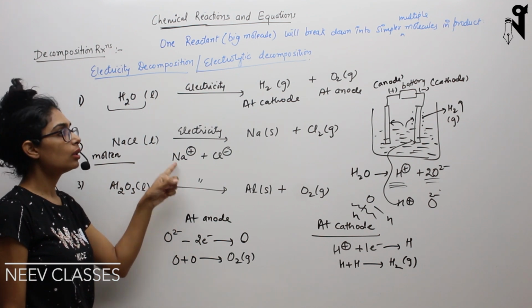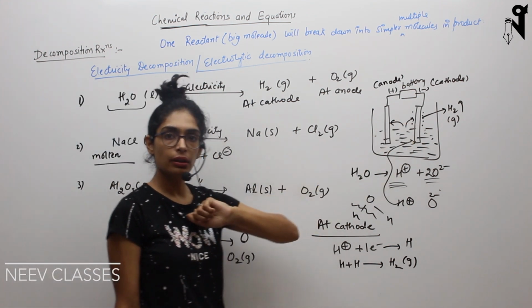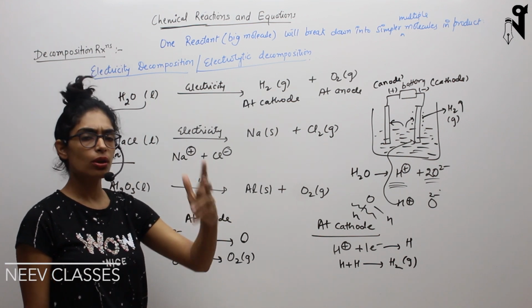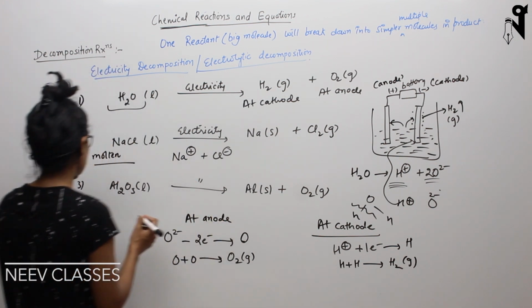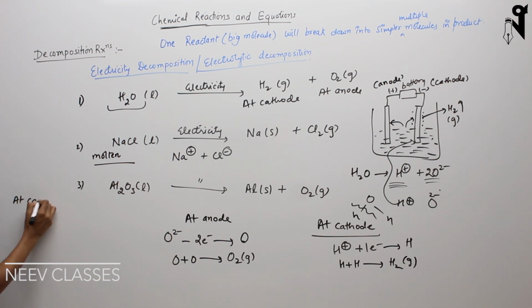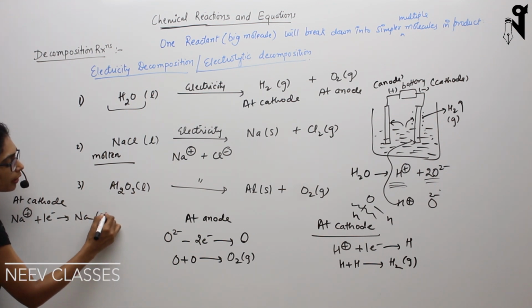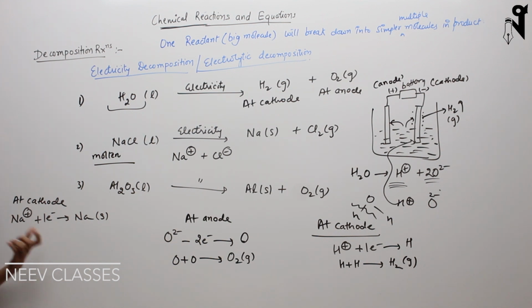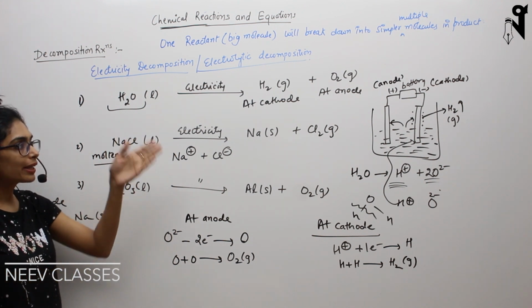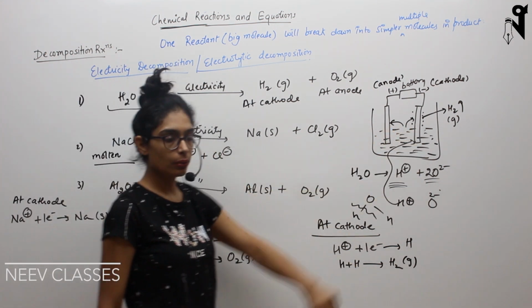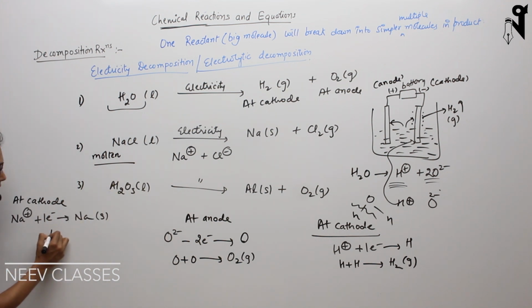Na is a positive ion, so where will it go? Cathode again. Correct? Cathode is an electron rich species. So what will happen? I'll write the reaction over here. At cathode, Na+ will gain one electron and will become Na. Na solid. It doesn't have to form a molecule. Na on its own is a metal, and it will get converted into the solid form and will get deposited over the cathode.